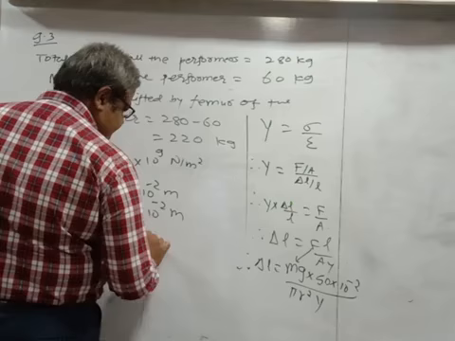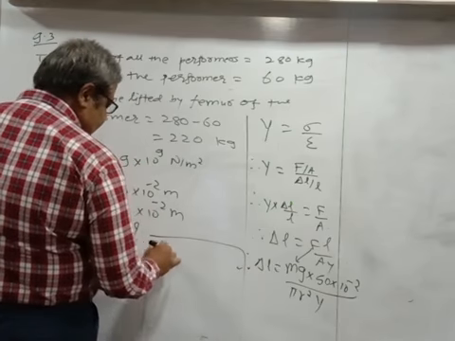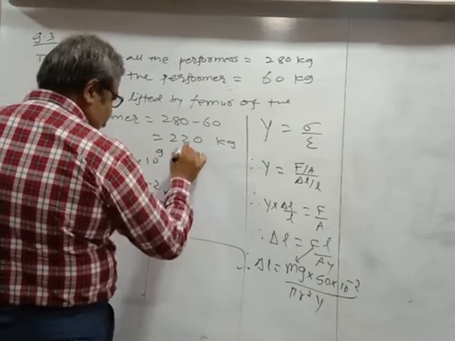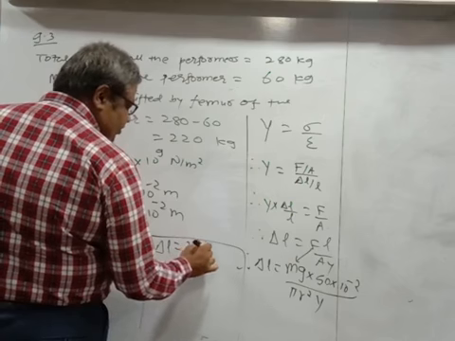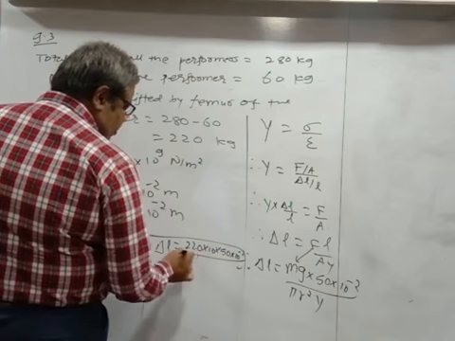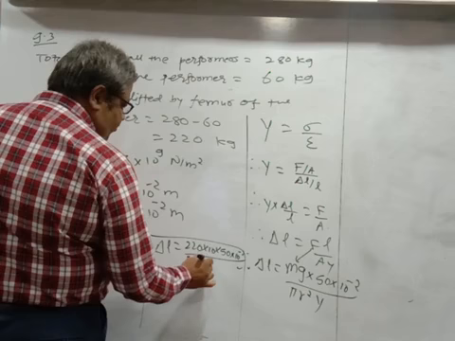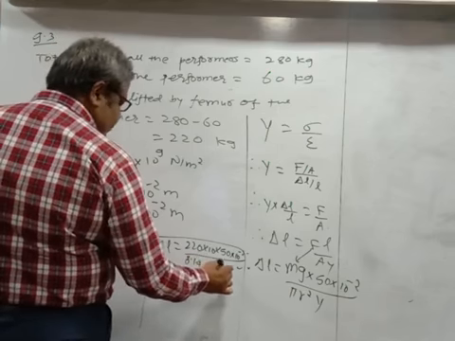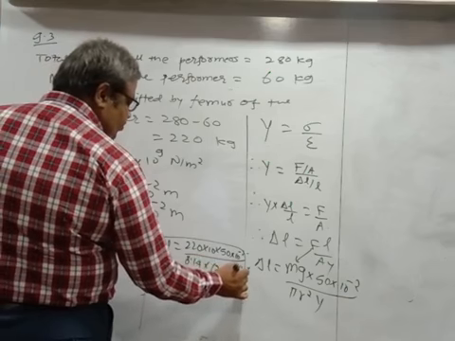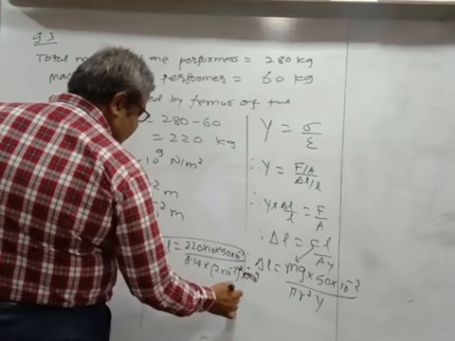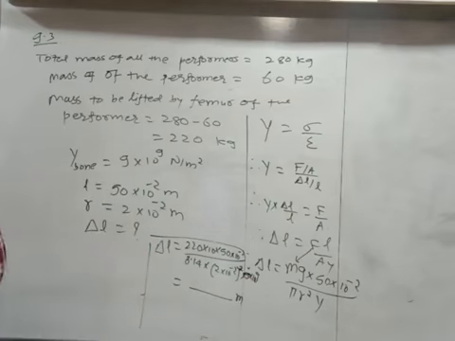So here we can say delta L is m, M is 220 into g, 10 raised to 10 into 50 into 10 raised to minus 2 upon pi 3.14, and value of r is 2 into 10 raised to minus 2 whole square into y 9 into 10 raised to 9. So you find it out, this much meter will be the compression.